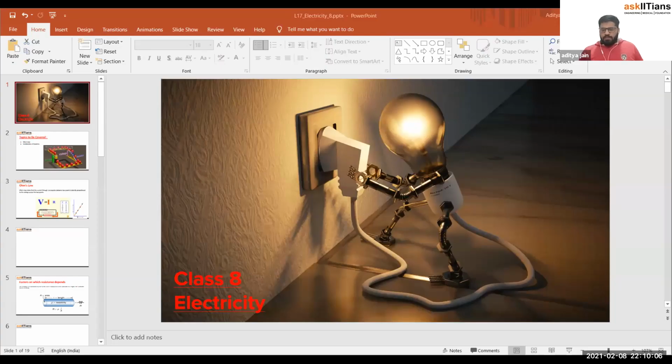We also learned some basic things about the domestic circuit, what a domestic circuit actually is, and which components it consists of. We all learned this in the last lecture. So today we are going to learn two new topics basically. So let's start.